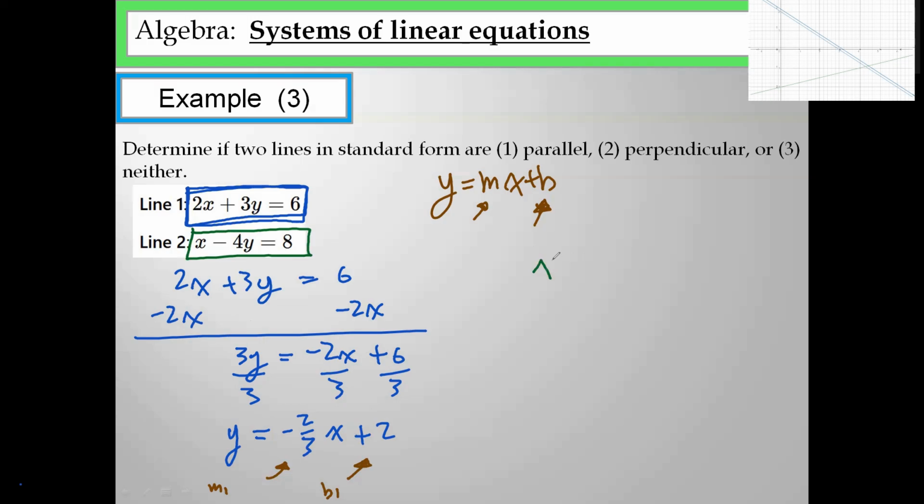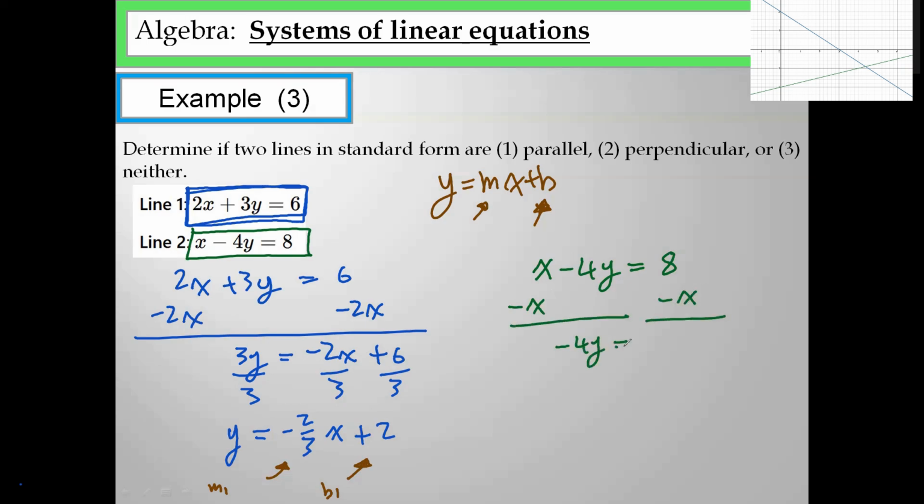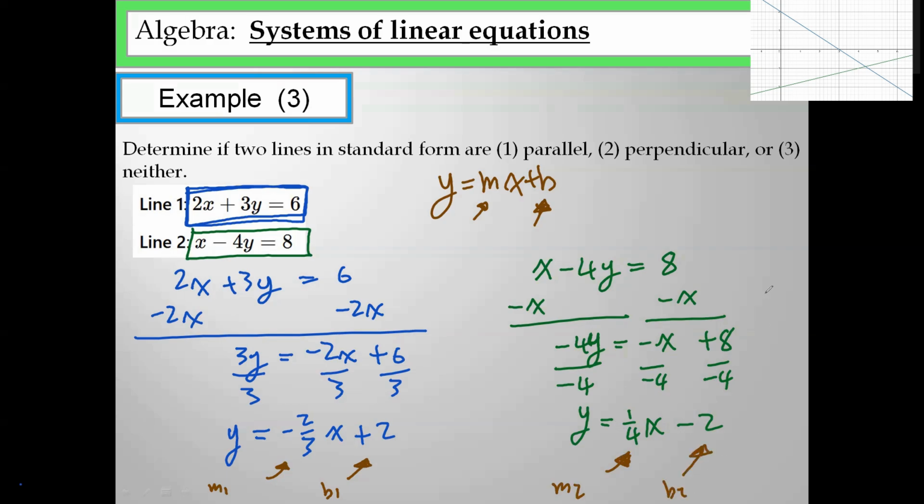Now let's take a look at the second equation. Our second equation is x minus 4y is equal to 8. We're going to subtract x from both sides, carry down our negative 4y, and that's going to equal negative x plus 8. Then again, divide all terms by negative 4 to isolate the y. Now our y is equal to 1/4 x minus 2. So in our second equation, our second slope is positive 1/4 and our second y-intercept is negative 2.